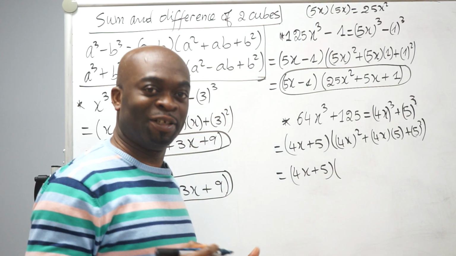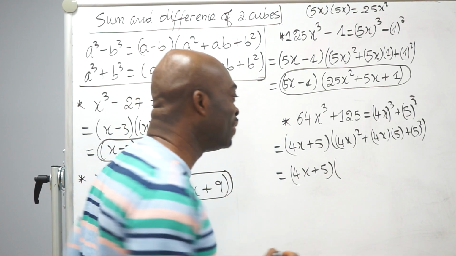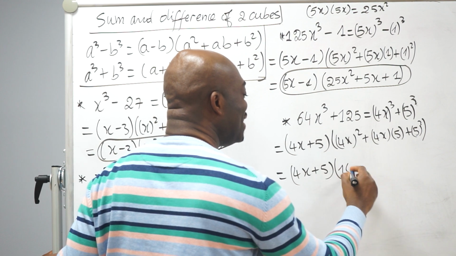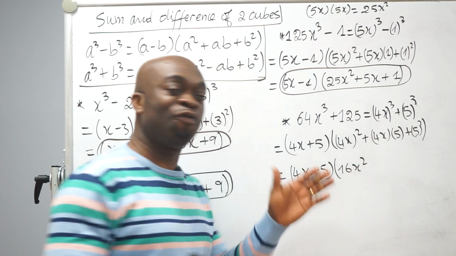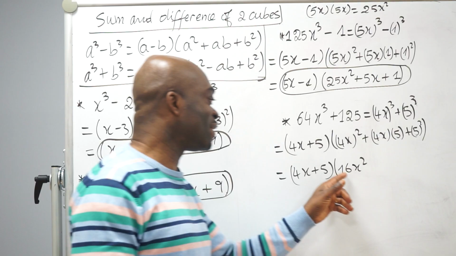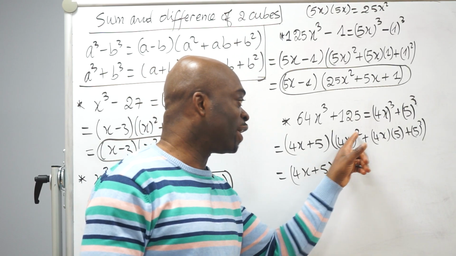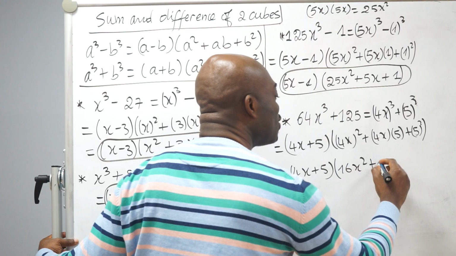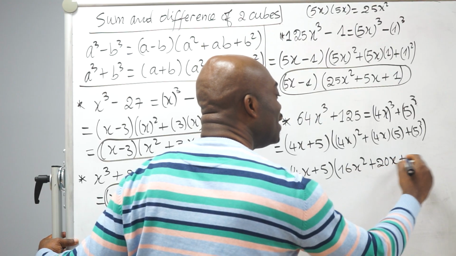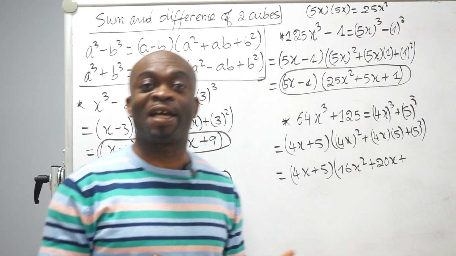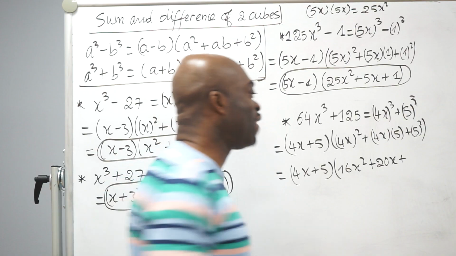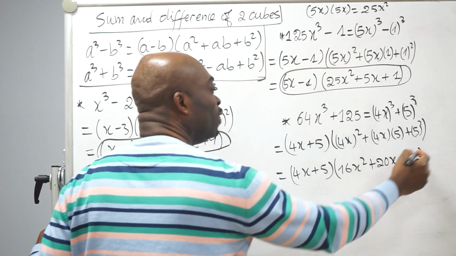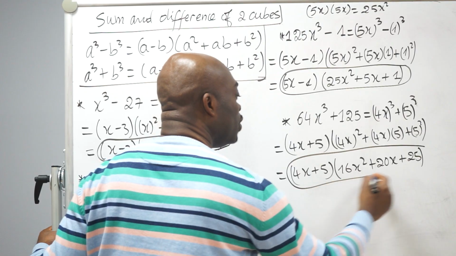This is very exciting, right? I know you guys love it already. So let's go. So 4x squared is what? It's 16x squared because it's 4x times 4x, which is 16x squared. Now 4x times 5 is going to give us what? It's going to give us 20x. And then plus, what is 5 to the second power? 5 times 5 is 25. And then this is it for this one also. We are done with it.